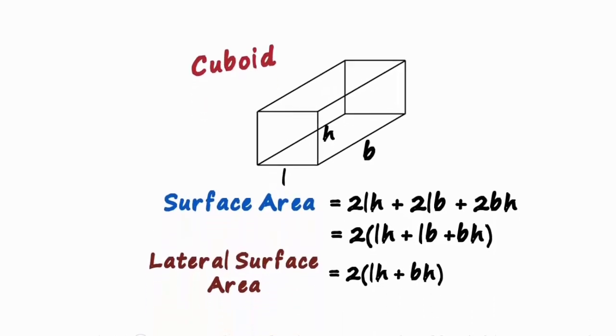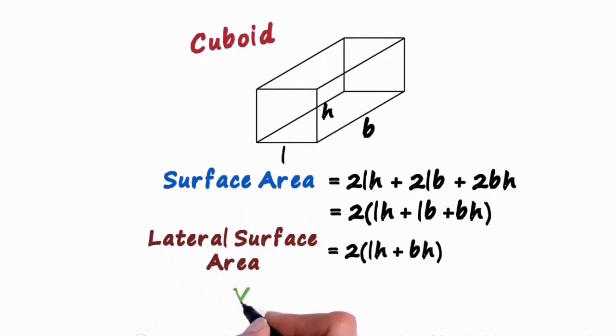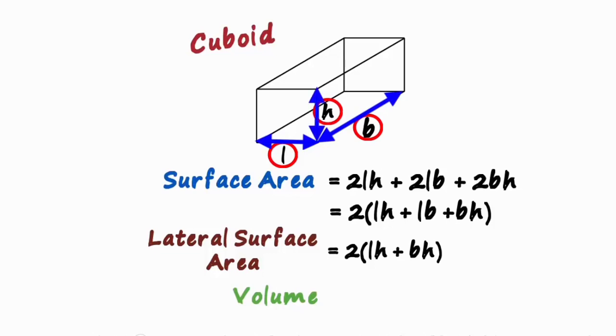The last concept is its volume. The volume of a cuboid is simply the product of its length, its breadth, and its height. To be more specific, it is the area of its base times its height.